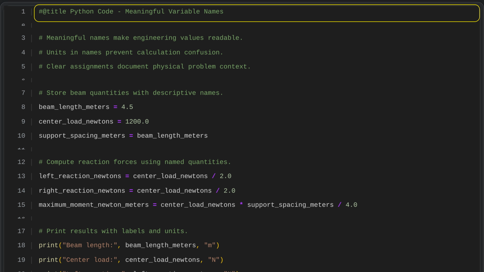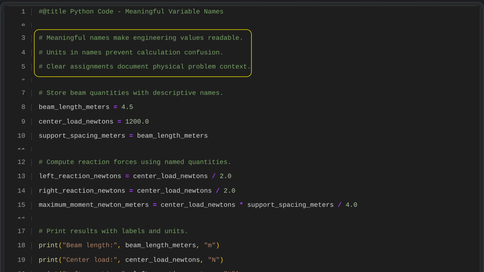Python code, meaningful variable names. Use meaningful names to make engineering values easy to understand. Including units in names helps prevent calculation mistakes, and clear assignments show the physical context of the problem.